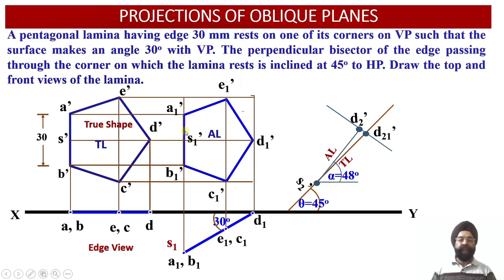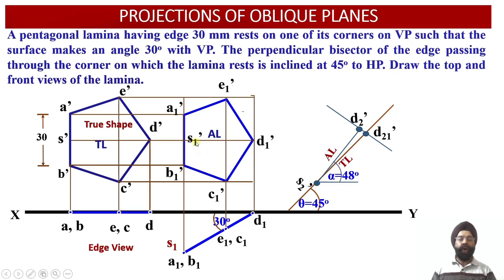So now this figure has to be reoriented or redrawn or rotated in such a way that this line d1 dash s1 dash should be lying at an inclination of 48 degree with respect to the horizontal plane. So once again, using the rectilinear distance method, we are going to transfer this figure from the current orientation to another orientation in which d1 dash s1 dash will be inclined at an angle of 48 degree with respect to the horizontal plane.